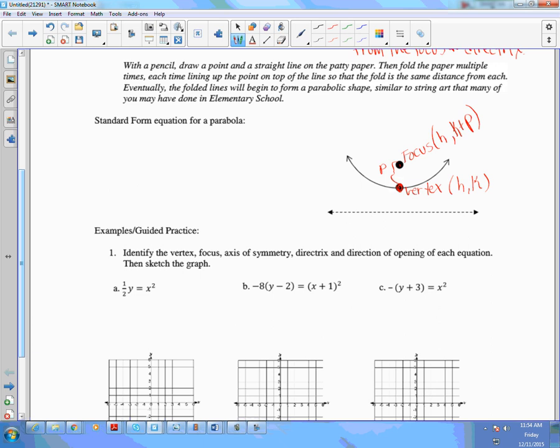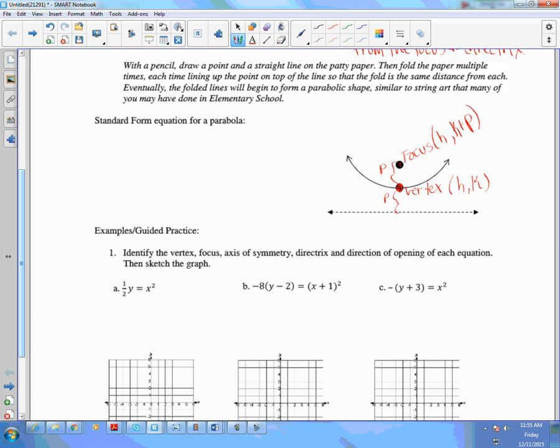Now there's an interesting relationship between the focus and the directrix to the vertex. The gap between the vertex and the focus is the exact same distance, or equidistant, the exact same distance from the vertex to the directrix. So both those gaps are equal. So they're both a length of P. So both lengths of P.